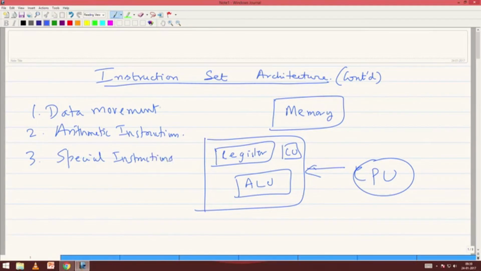Data movement, I don't need to justify why you need it. If it is not there, you can't even move data from memory to register or register to memory. Arithmetic instructions, again I need not justify. Add, subtract, multiply, these are all basic things, floating point, varieties of this. What is more crucial for us to understand are these special instructions. Why are these necessary, what is the legacy behind their introduction?